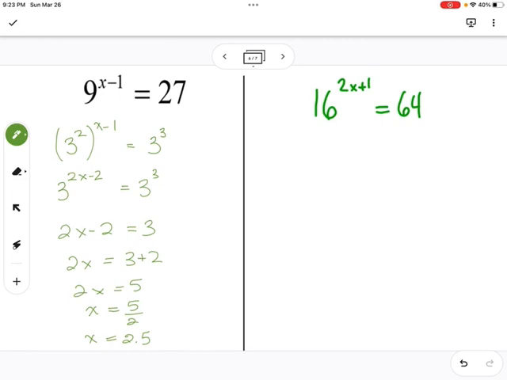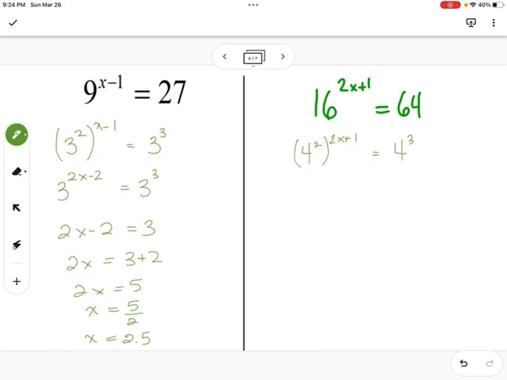Okay, in our next one, we have 16 to the exponent 2x plus 1 equals 64. Okay, so we cannot make the 64 a base of 16, so we need to think of what we can make the base to be the same, and what we're going to use is a base 4. So 4 squared to the 2x plus 1 equals, okay, might take some trial and error to figure out. The 64 will be 4 to the exponent 3.